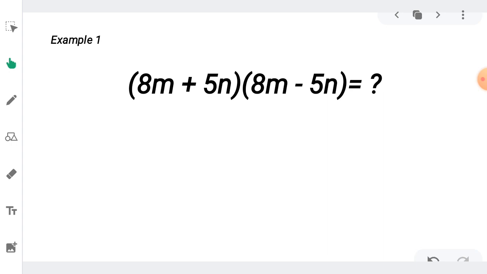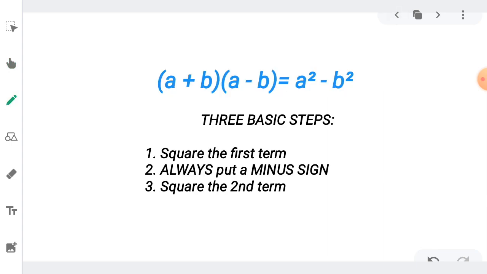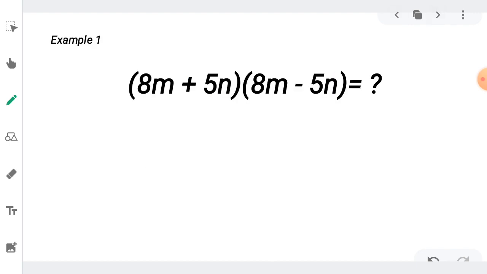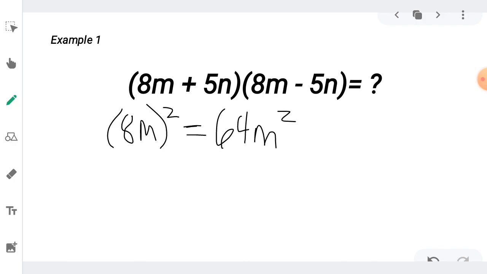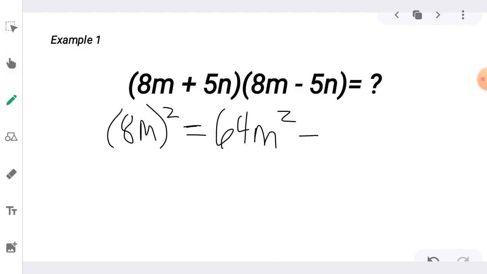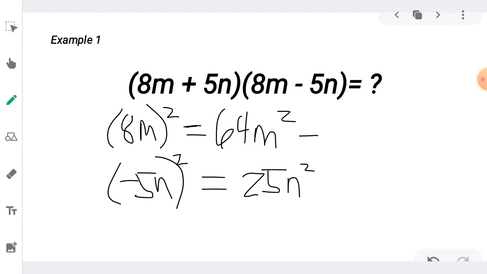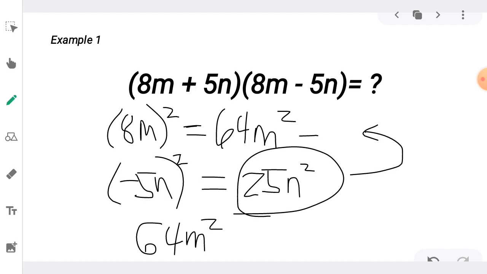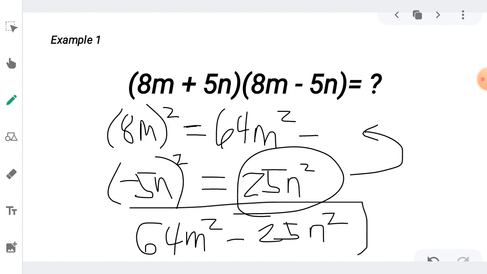So in our example, 8m plus 5n times 8m minus 5n. So again, in applying the three basic steps, first is to square the first term. So 8m squared is equal to 64m squared. And then always put a minus sign between the first term and the second term. So 64m squared minus, and then in getting the second term, we need to square the second term, which is negative 5n squared. So negative 5n squared is equal to positive 25n squared. So we need to put this 25n squared here. So the answer is 64m squared minus 25n squared. So this is now the final answer.